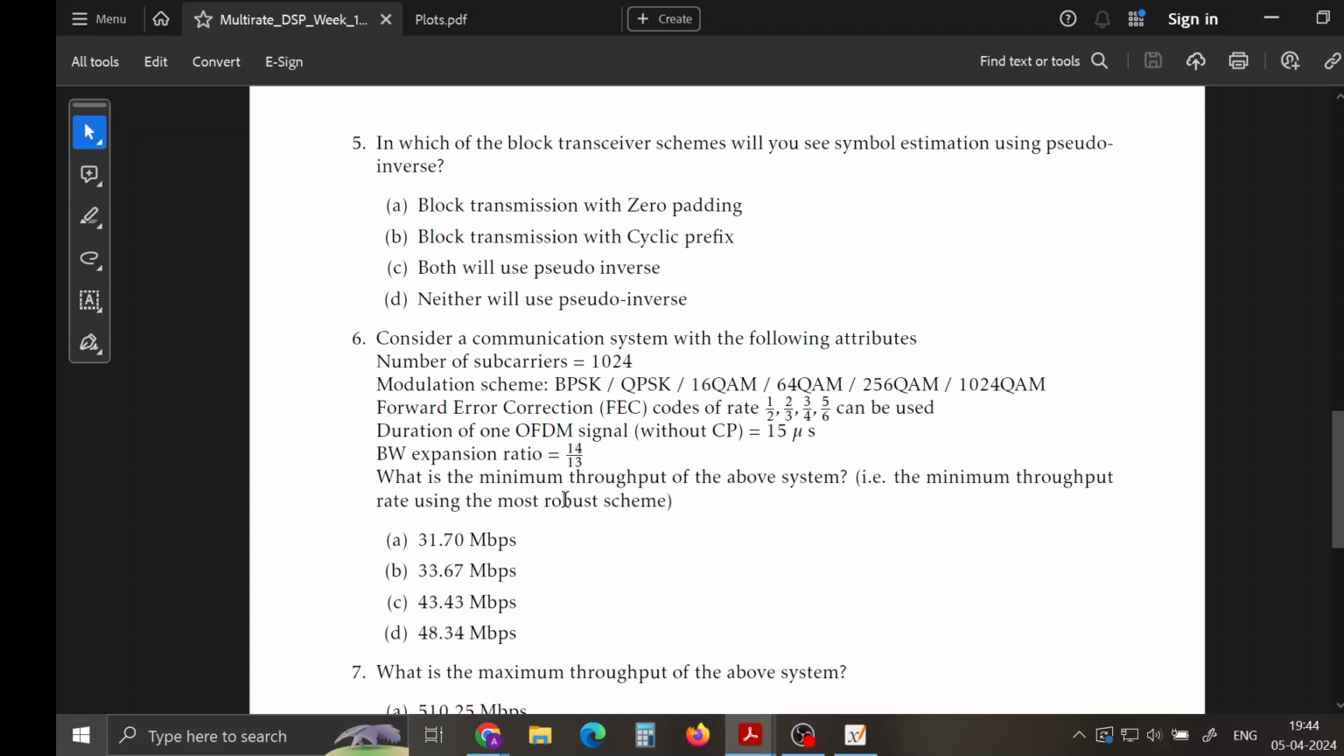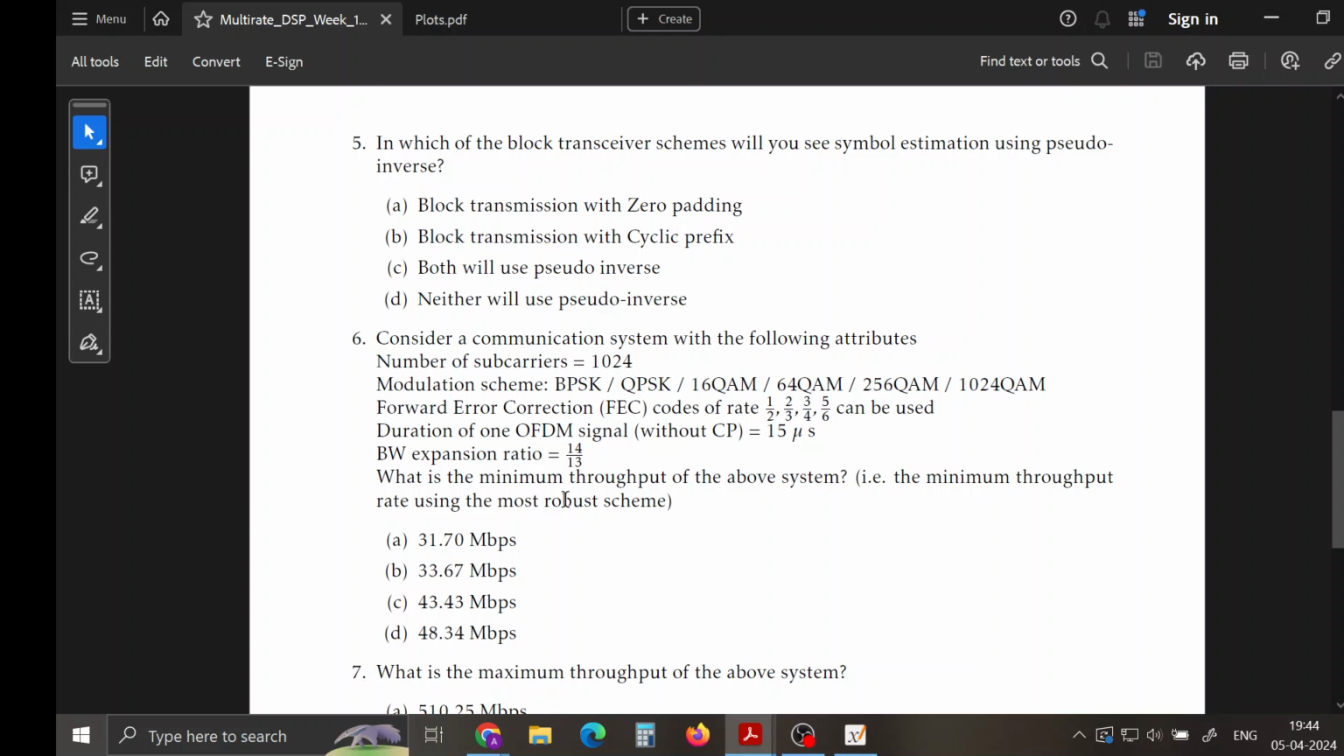We are given a communication system with the following attributes. Number of subcarriers is equal to 1024. There are different choices of modulation scheme: BPSK, QPSK, 16 QAM, 64 QAM, 256 QAM, 1024 QAM.